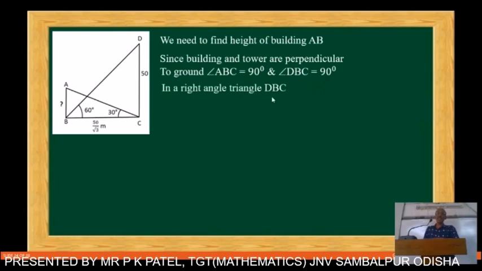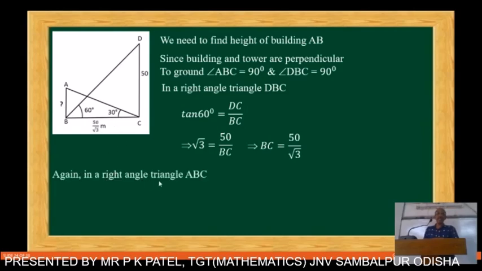In right angle triangle DBC, tan 60 equals opposite side DC by BC, and tan 60 is root 3. DC is 50 and BC is unknown. So you can write that BC equals 50 by root 3 by cross multiplication. We will get BC is 50 by root 3 meters.